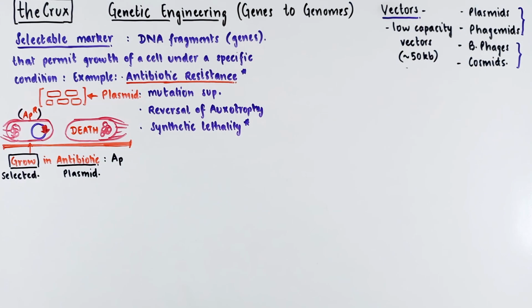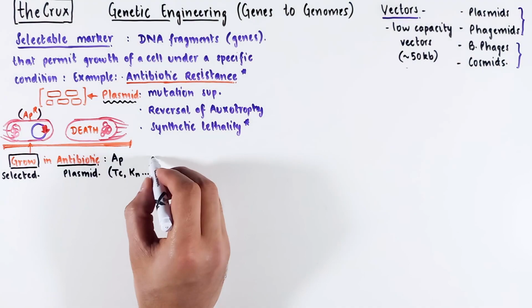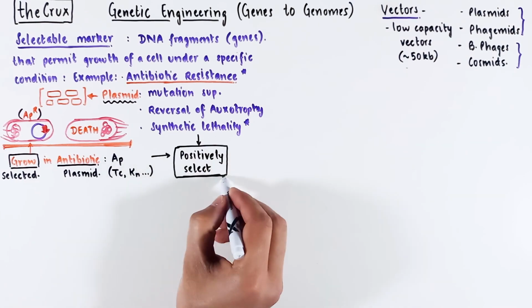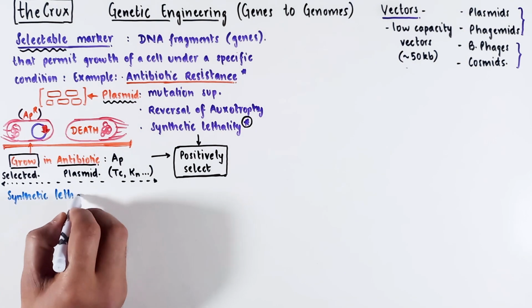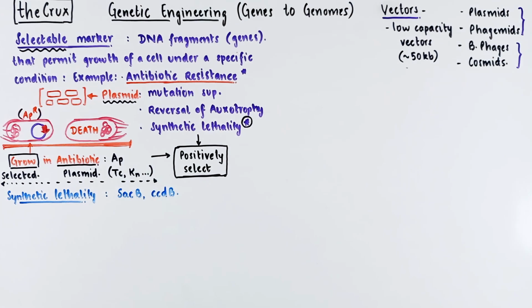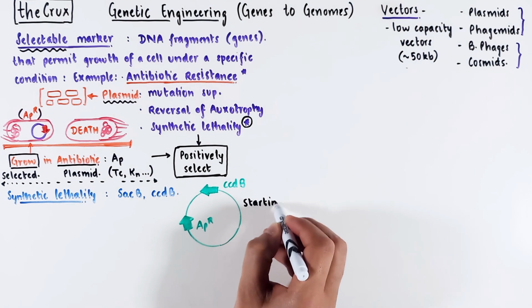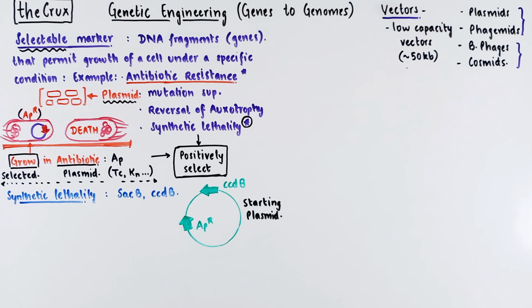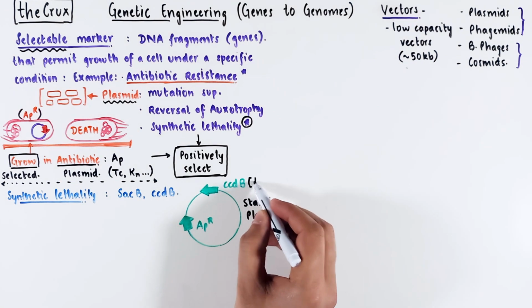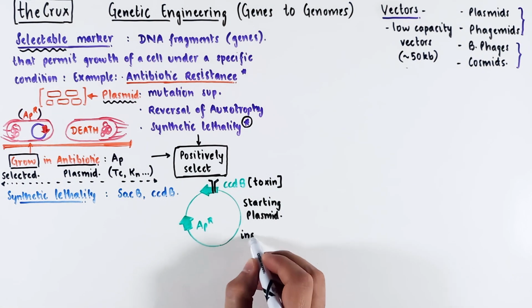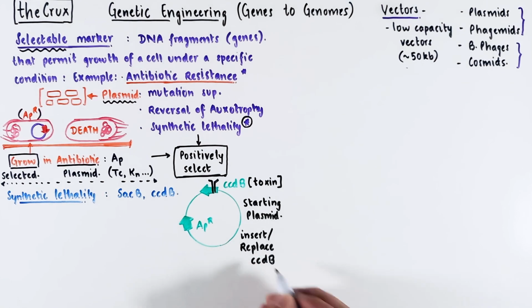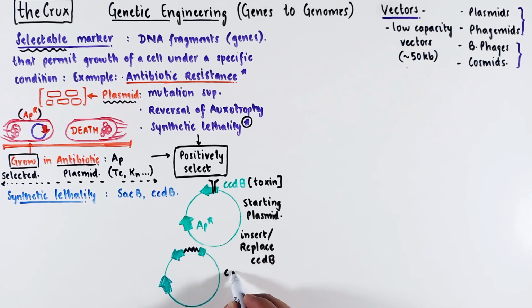In this case, we're saying ampicillin, but you can have tetracycline, kanamycin, and many others depending on the plasmid. So, selection is a way to positively select your bacteria of interest. What about synthetic lethality? The two most common markers are SacB and CcdB. For simplicity, I'll focus on CcdB. In this case, the plasmid you're trying to use has the CcdB gene in addition to an antibiotic gene. CcdB is a toxin for the bacteria. So, your approach with using CcdB relies on inserting your fragment into CcdB or replacing the CcdB altogether. By doing this, you will make the CcdB non-functional, which means that toxin cannot be produced.